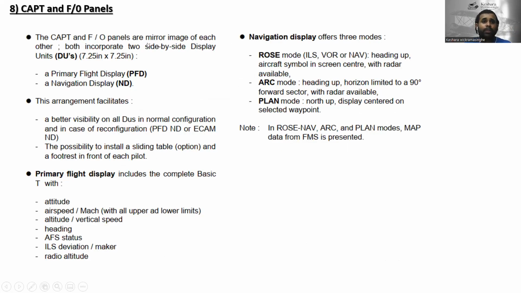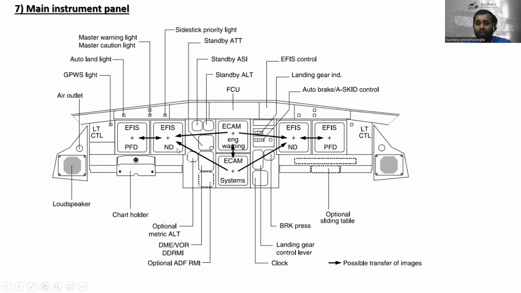See, the captain and first officer panels are mirror images of each other, right? So both incorporate two side-by-side display units. It is about 7.25 inches by 7.25 inches, right? So as a primary flight display, PFD means primary flight display. This is the PFD. This is called primary flight display. And the navigation display, ND. This one is the navigation display.